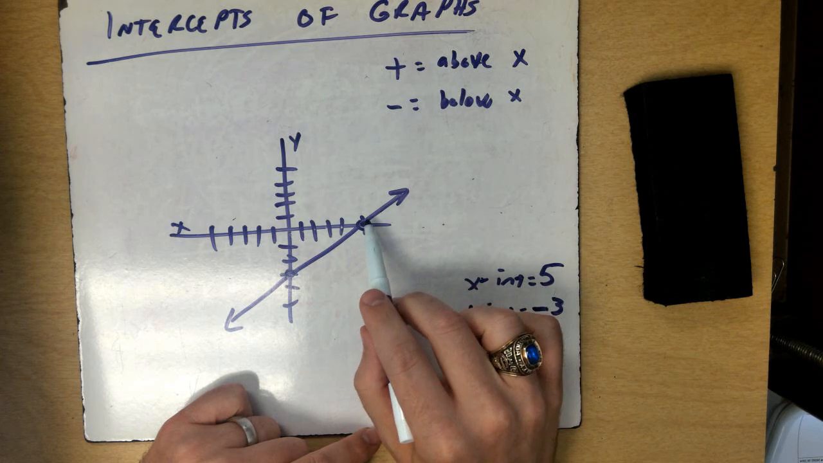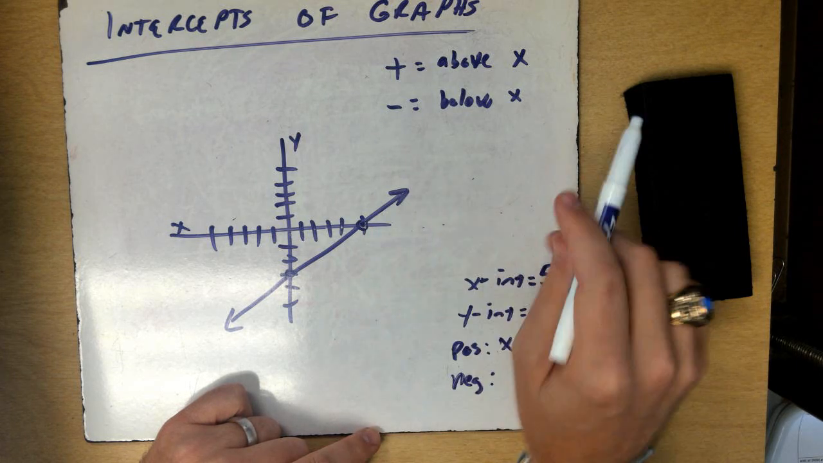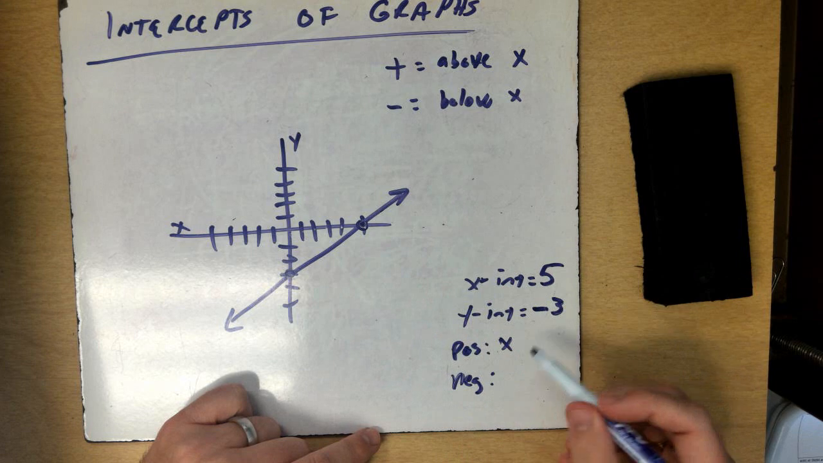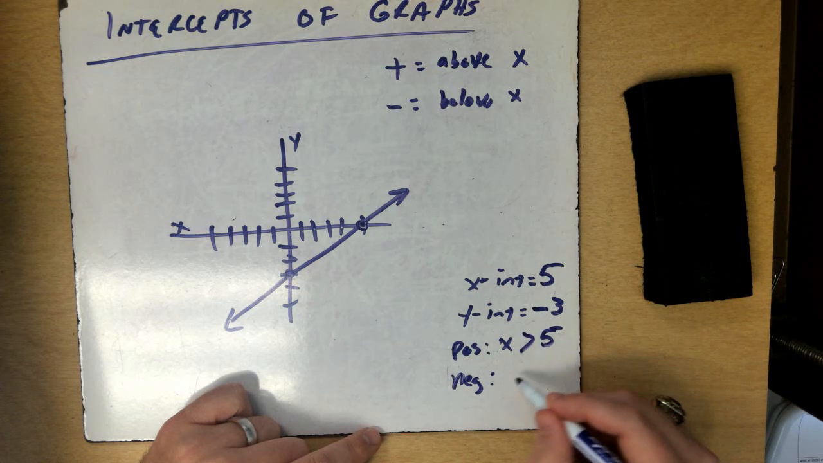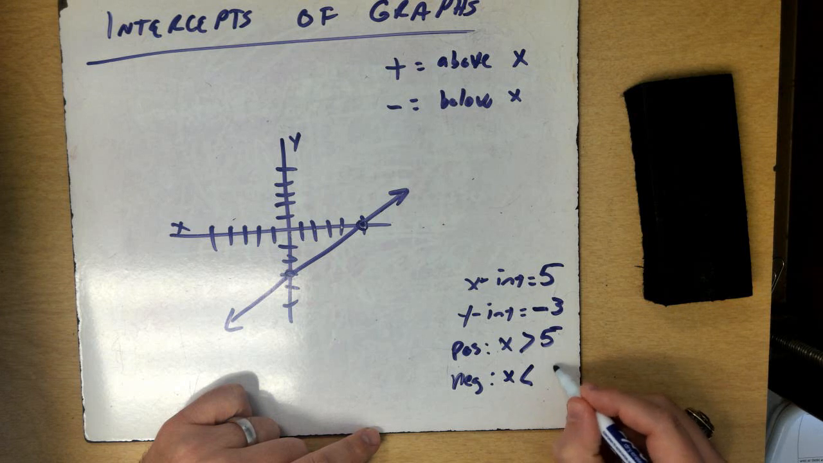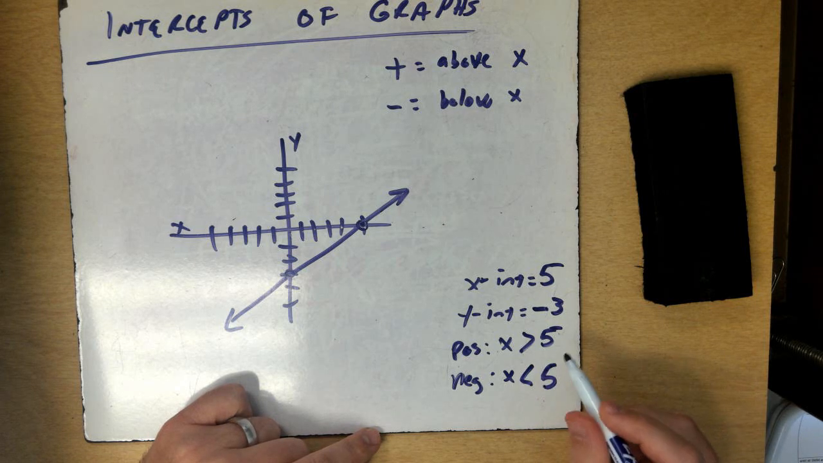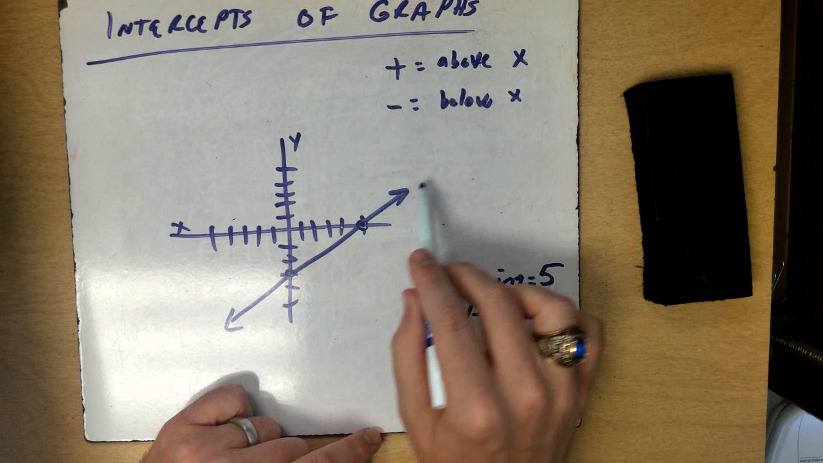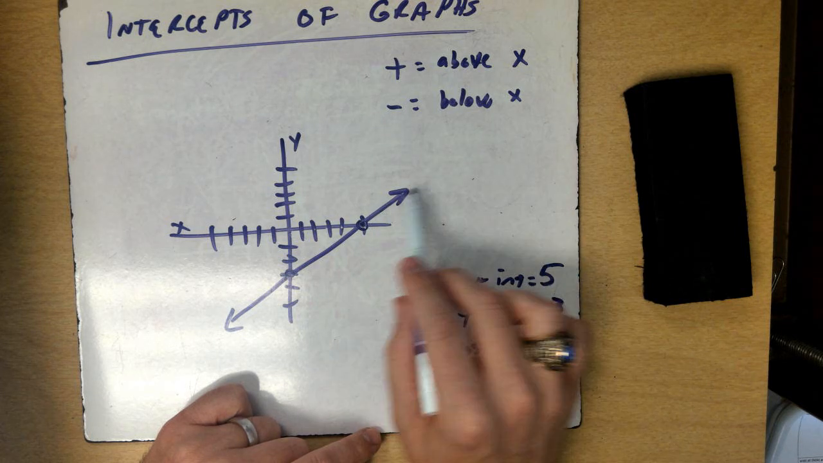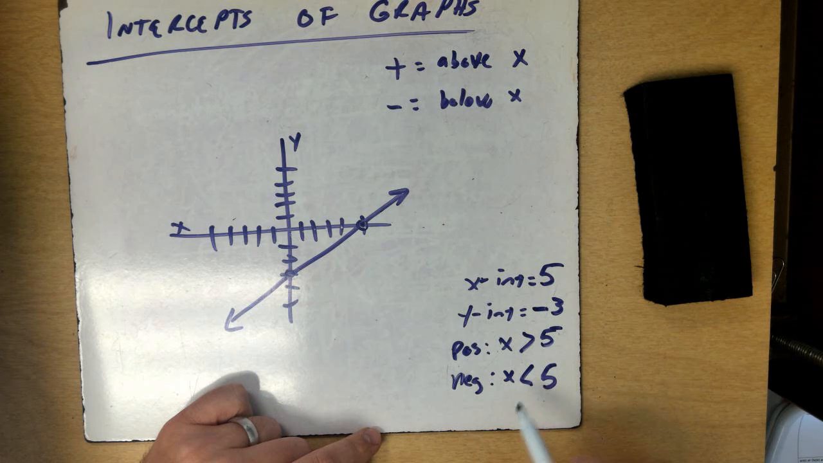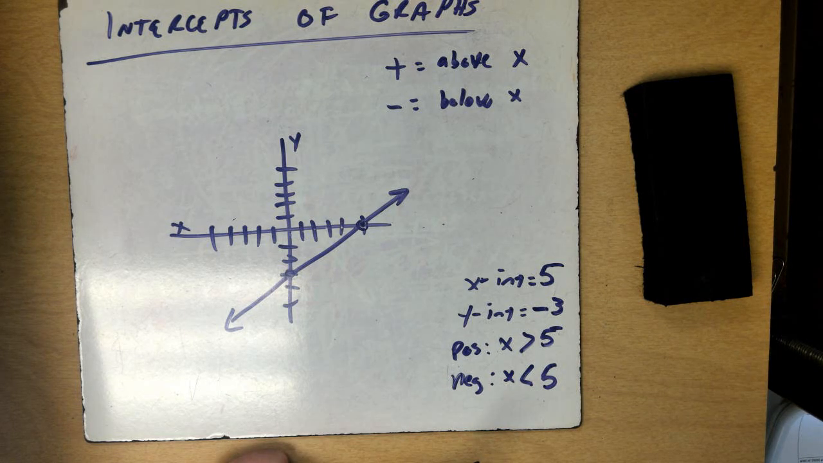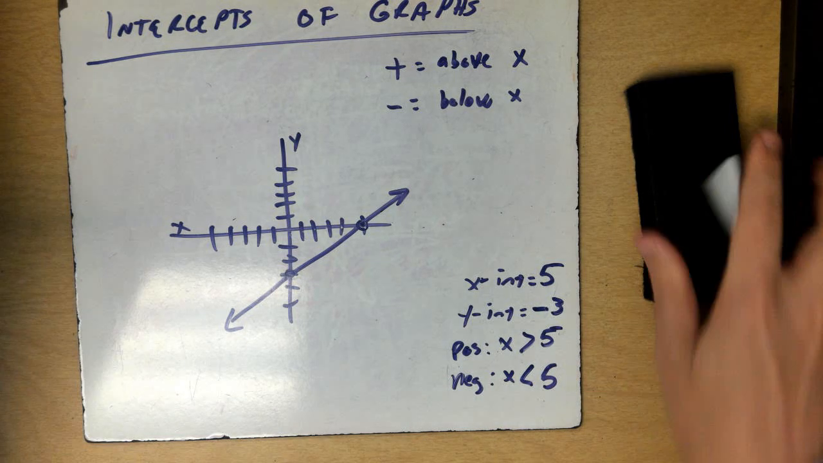Now, which way is this line going? It's going to the right. So if it's going to the right, it's going to be greater than 5. Which means the opposite, negative, is less than. So everything going up this way, positive, it's greater than. Everything this way, it's going down, it's negative, it's less than. Okay?